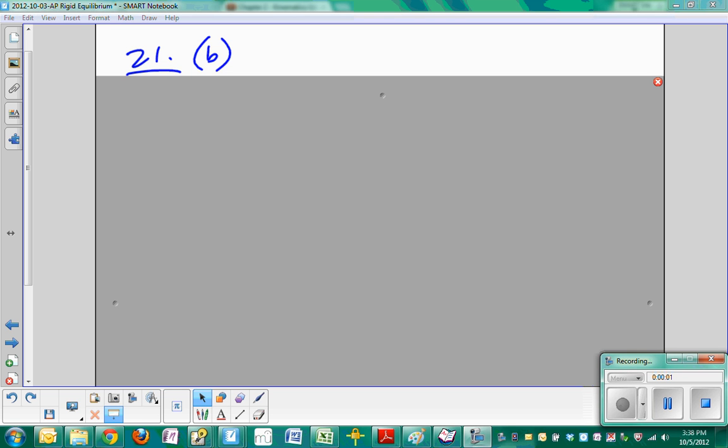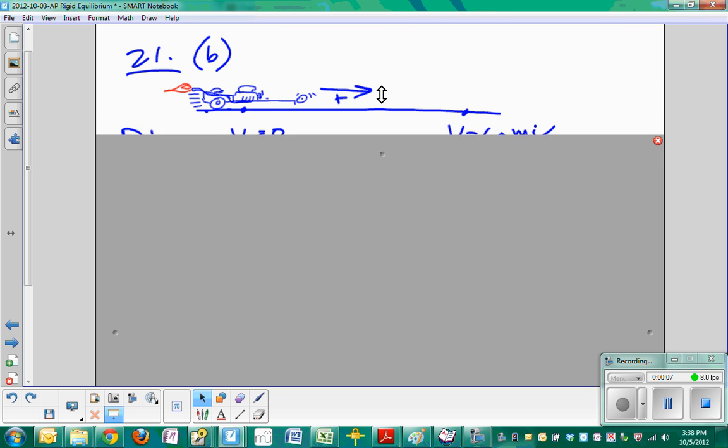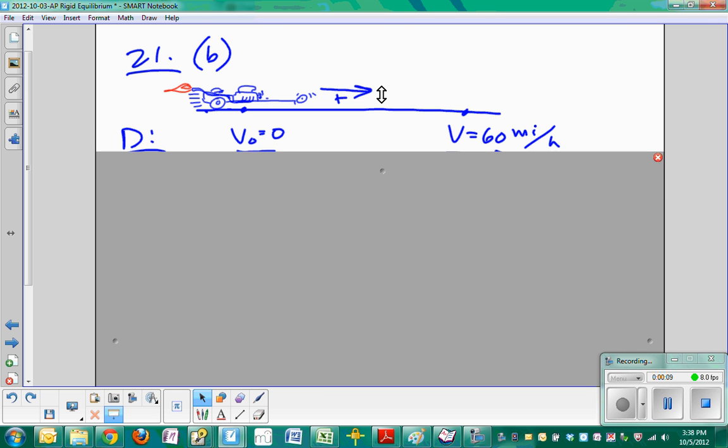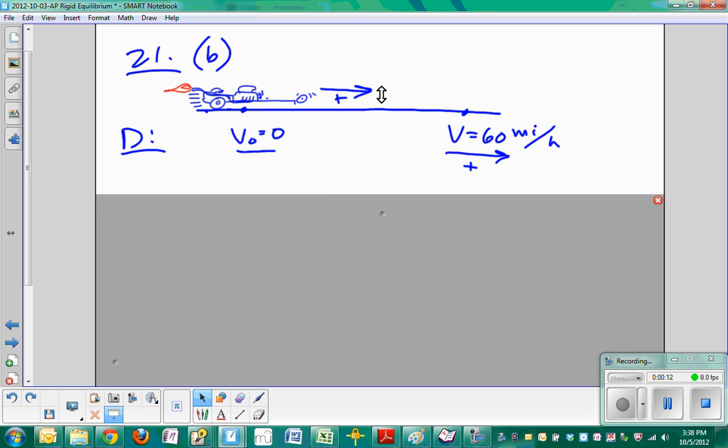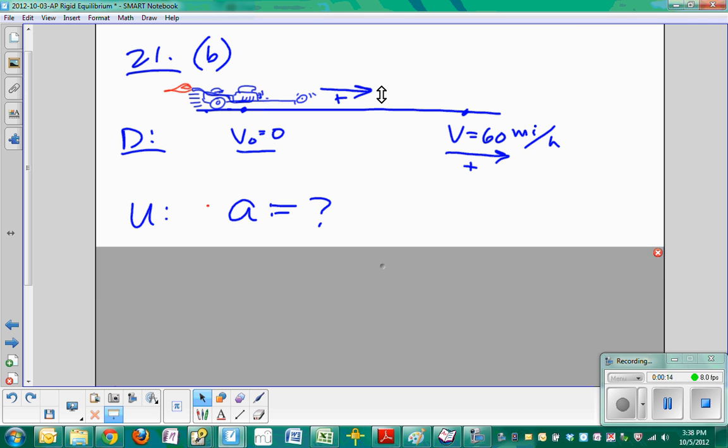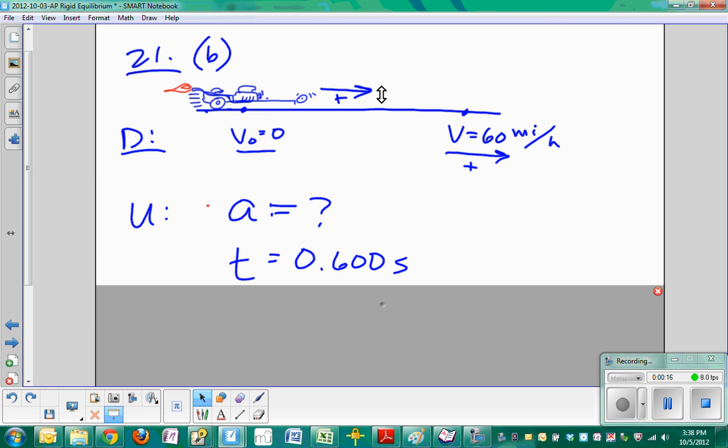The second part of problem 21. 21b it is. Now, instead of a Volkswagen Beetle, we have a dragster kicking it from 0 to 60 miles an hour. And now we know the time, and we want to know the acceleration. Okay? So I've done a little bit of both things, D and U of doofus. So we drew the picture here.